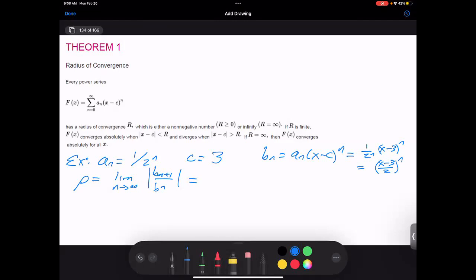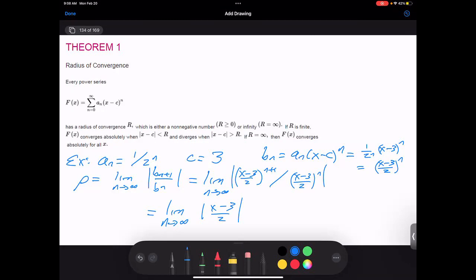And so now if I want to calculate this limit, it's the limit as n goes to infinity of (x minus 3 over 2) to the n plus 1 divided by (x minus 3 over 2) to the n, take the absolute value. That's the limit as n goes to infinity of |x minus 3 over 2|. So that's going to be my rho. This is actually a pretty nice limit to calculate. What would be the limit as n goes to infinity of this?